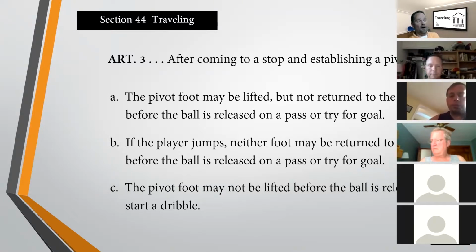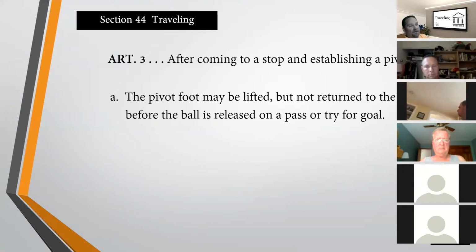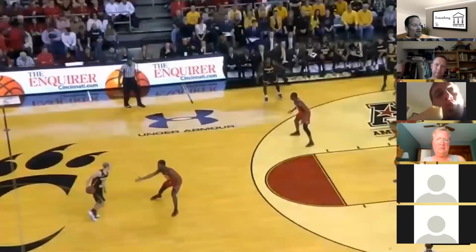All right, now, Article 3. We are no longer moving. We have come to a stop, and we have established a pivot foot. What can we do? Well, let's start with the first one. Your pivot foot can be lifted, as we talked about in a layup, but not returned. Right? Once you lift the pivot foot, you still have options. You can pass or you can shoot, but you can't bring it back down, and you can't start another dribble. That's a different dribbling. Here's a clip.